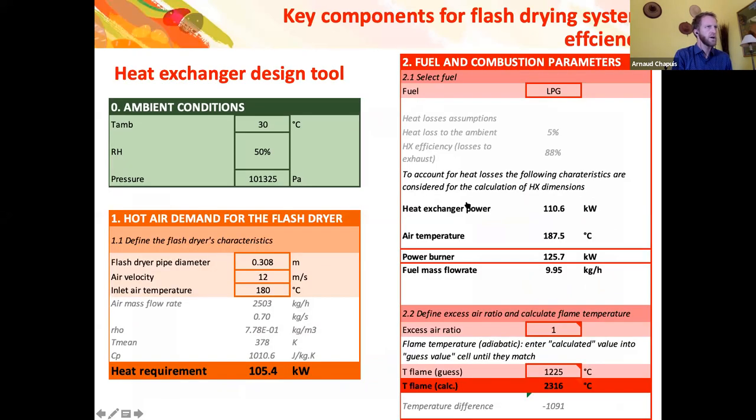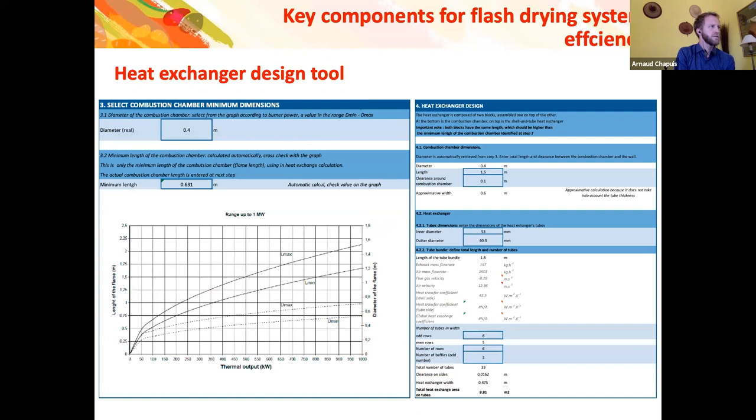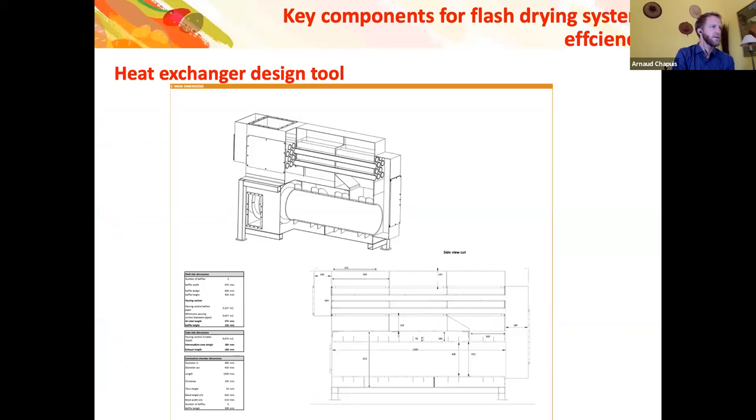Okay, and so on the website, I will not detail this design tool because it is quite complicated. You will find the instructions there on how to use it. But basically, you have an Excel tool that allows you to calculate the hot air demand for the flash dryer you want to use with the heat exchanger, that will give you the fuel quantity you need and the burner power you need for this heat exchanger. Then the design is an iterative process. You will need to enter a design, the number of tubes, the dimension of the tube, the length, and everything, and play with those settings to find the right efficient design.